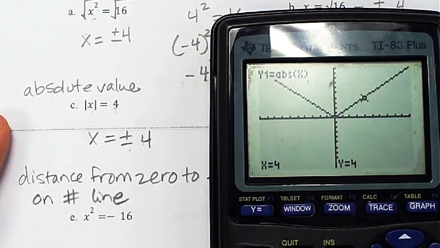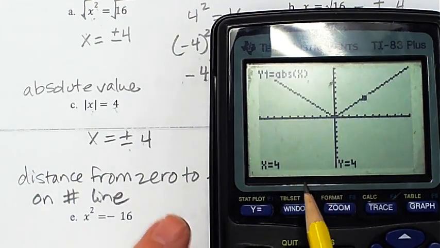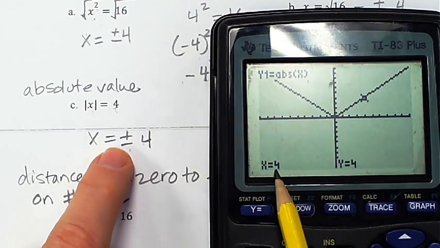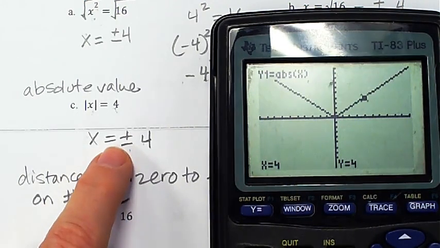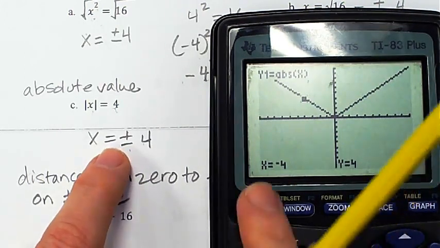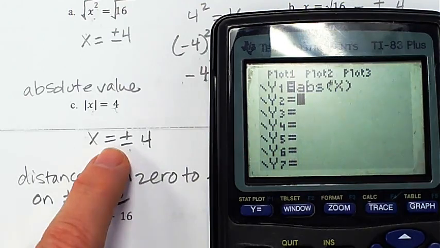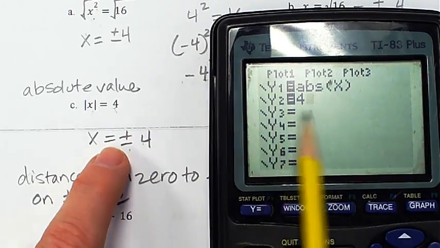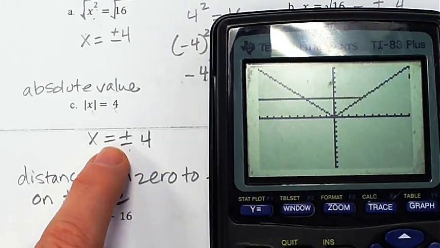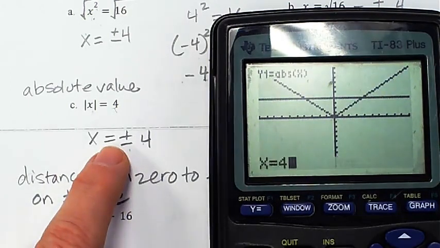Okay, so the absolute value of 4 is 4, and the absolute value of negative 4 is 4. That's a way to check it. You could also go to y equals and put in the equation y equals 4. If you look at where those cross, they intersect at 4 and negative 4.